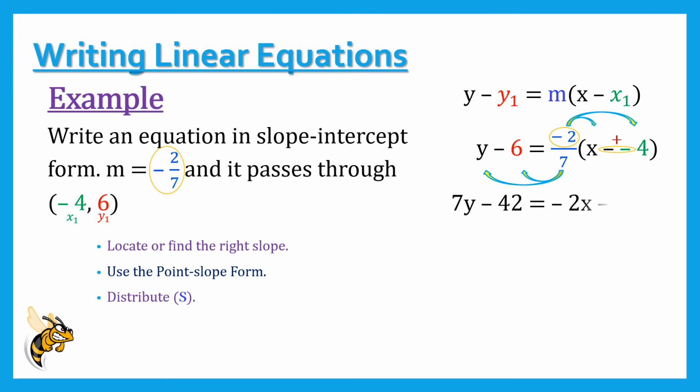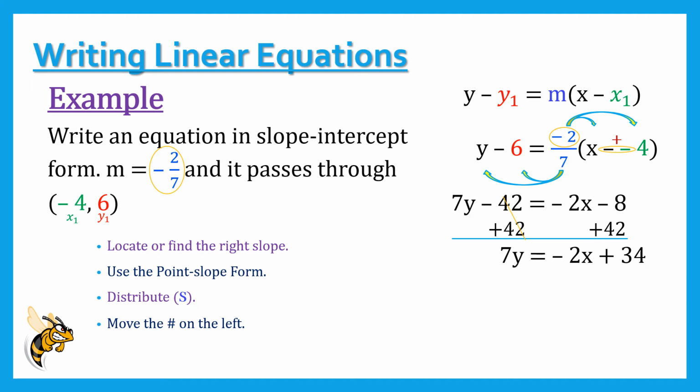So we end up with 7y minus 42 equals negative 2x minus 8 because negative 2 times positive 4 is negative 8. Then we're always going to move the number on the left, regardless of whether we're doing standard form or slope-intercept form. Then we need to add 42 to both sides because the opposite of negative 42 is positive 42. Cancel. 7y equals negative 2x plus 34.